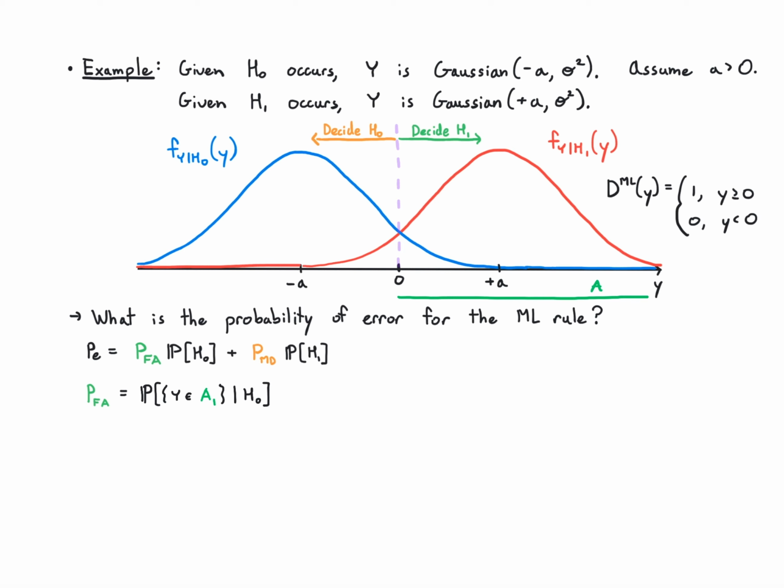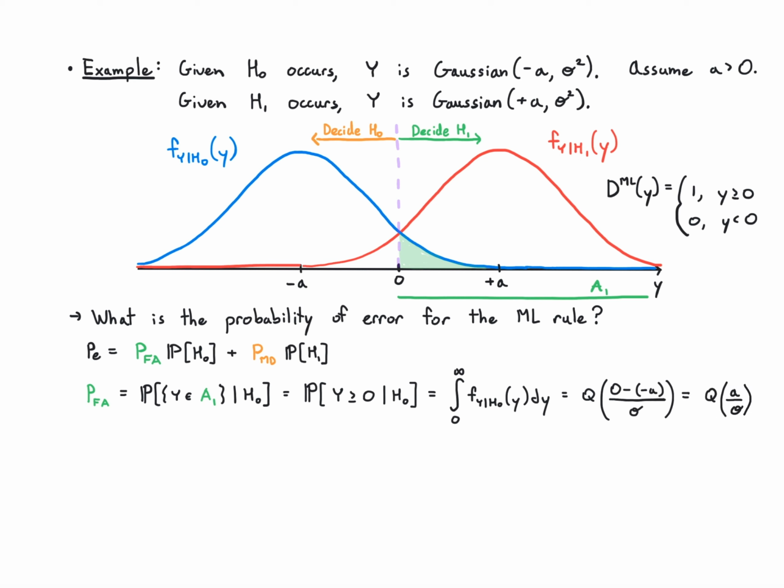So that's this green region, A1, where I'm deciding 1, and that happens when y is greater than or equal to 0 in this case. So what's the probability that y is greater than or equal to 0 under H0? Well, I just integrate its conditional PDF from 0 to infinity, and that turns out to just be the Q function evaluated at 0 minus the mean, which is minus a, over sigma, which is Q of a over sigma.